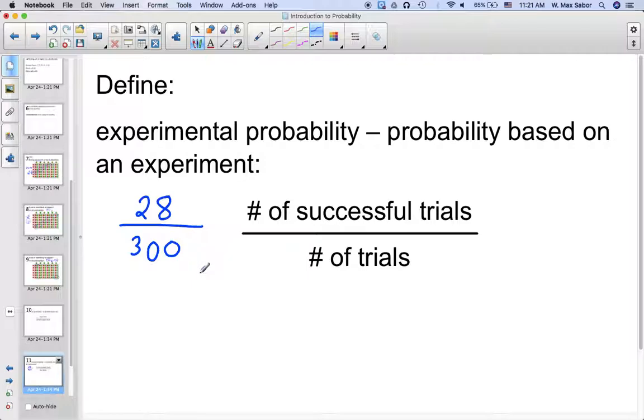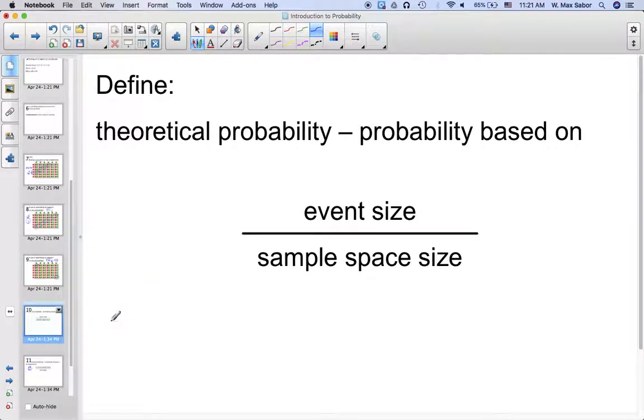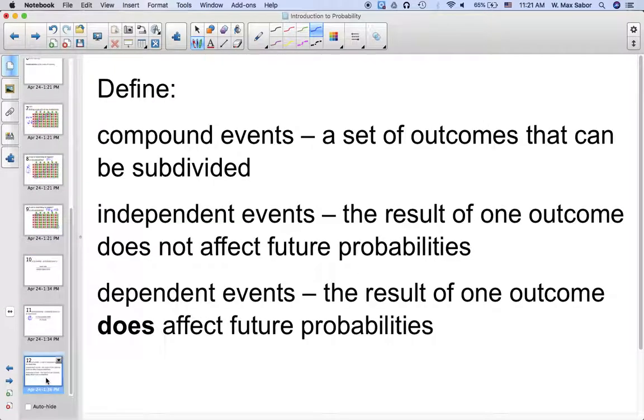Now, is this a fair die? Yeah, probably, because that's pretty close to 1/9. But that's experimental probability. Experimental probability will change from time to time, whereas theoretical probability is the same.